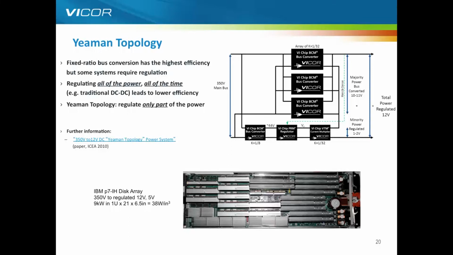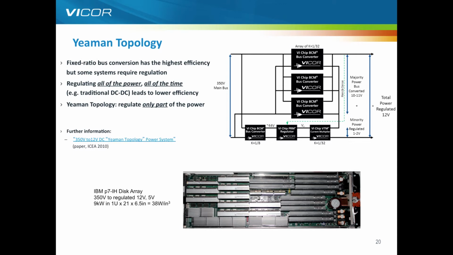Now, if we have a power system which requires regulation, and we regulate all of the power all of the time, it can be very inefficient. So, for example, a traditional forward converter, you're regulating all of the power all of the time. But we have two examples using this factorized building block approach where you can beat that challenge. So the first one is called the Yeaman topology, named after the director of the VI chip applications team, Mr. Paul Yeaman. He came up with an idea where you only regulate part of the power all of the time.